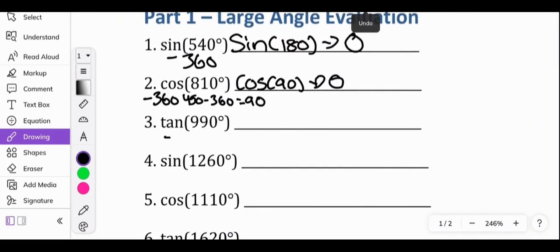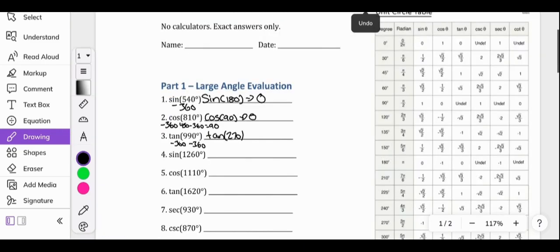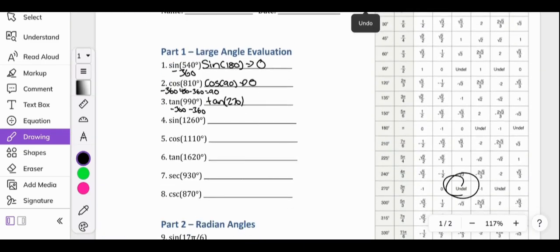Here we see tan 990. 990 minus 360 is 630. We need to subtract 360 one more time, which results in 270. So we need to find tan 270 on the table, which results in undefined.